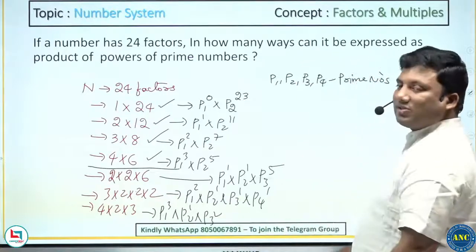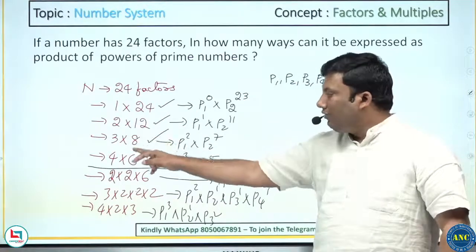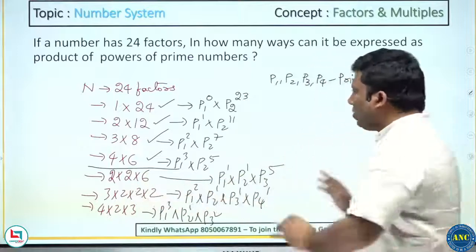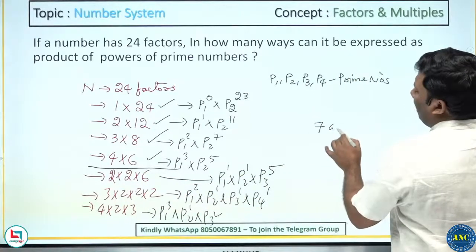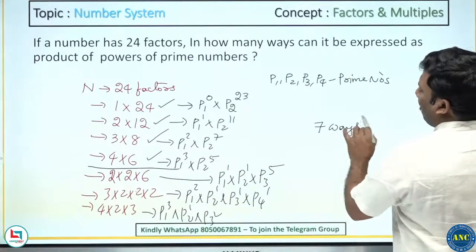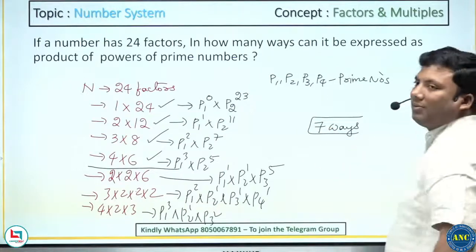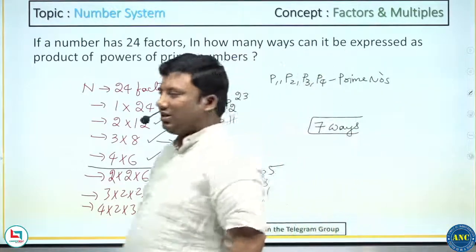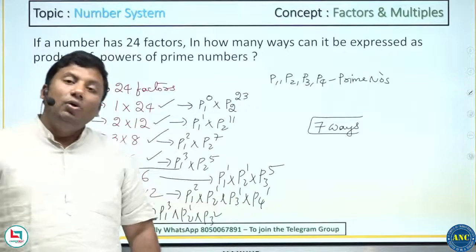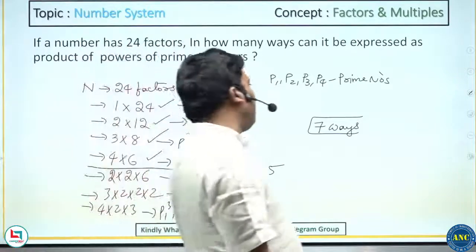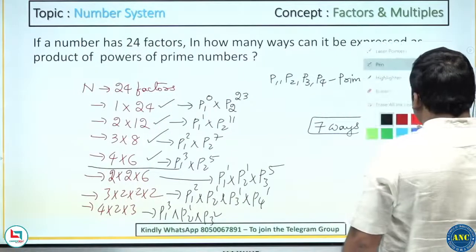Total how many cases we got? 1, 2, 3, 4, 5, 6, 7. So totally in how many ways can I write it as a product of powers of prime numbers? 7 ways are there. It is nothing but a counting based problem. In counting based problems, be very, very clear.